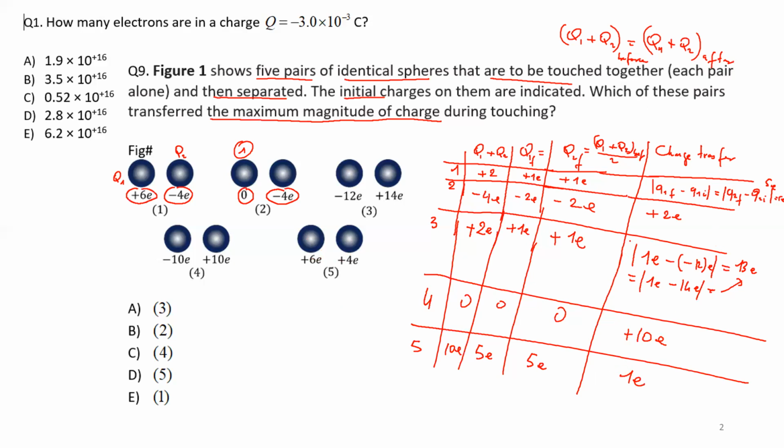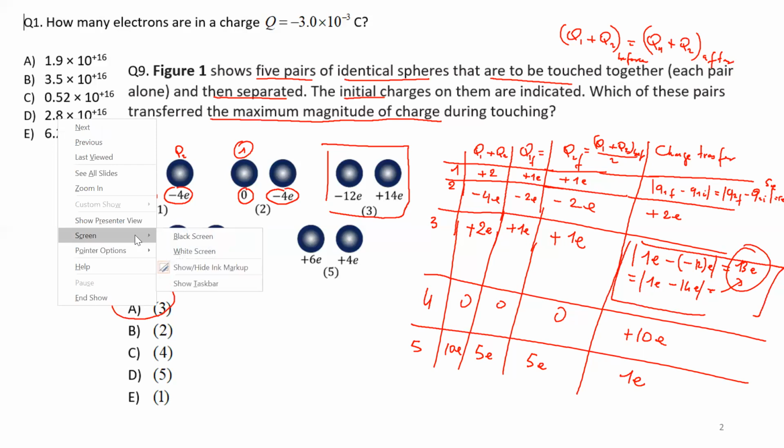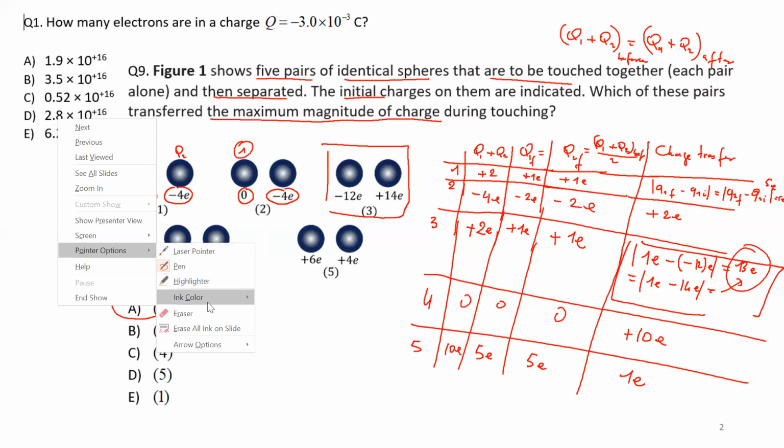So of course, the 3 has the maximum magnitude of charge transfer. Because Q1 final minus Q1 initial in magnitude, which is equal to Q2 final minus Q2 initial in magnitude, is the greatest, and it's equal to 13. Very simple. I took my time because this is very important, and this type of problem will come again and again and again.